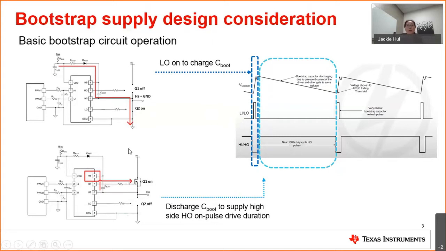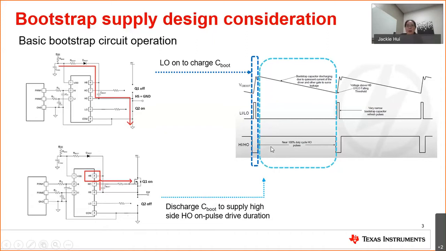Similarly, when the switch operation is reversed, when the high side is turned on and the low side is turned off, the energy stored in the cap will release, basically the charge will release to power the high side driver and in order to power the high side FET. This is also indicated in the timing diagram on the right, indicating with the lighter blue box in here.